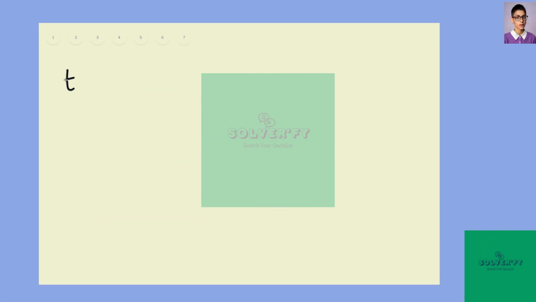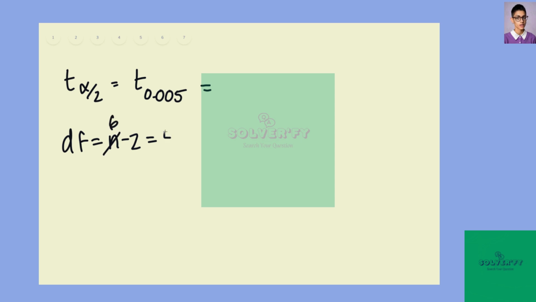So t of alpha over 2, which is t of 0.005, and we have to find the value associated with this. Our degrees of freedom is n minus 2, and since we have an n of 6, this is equal to 4. So with 4 degrees of freedom and a t statistic at alpha over 2 of 0.005, that is equal to 4.604.